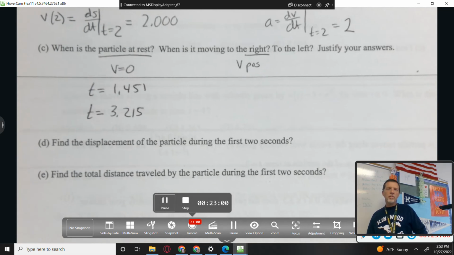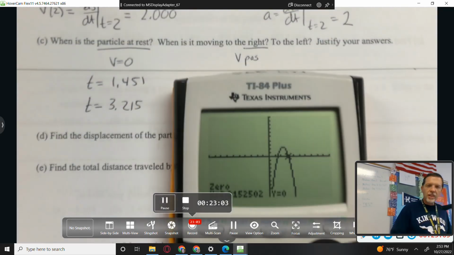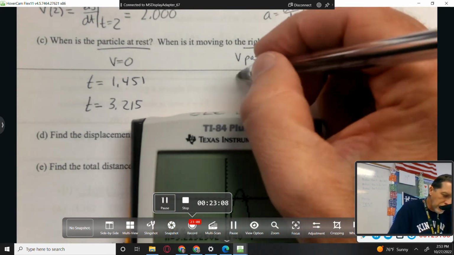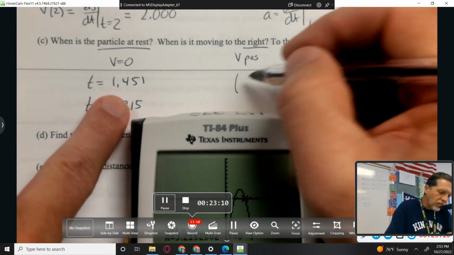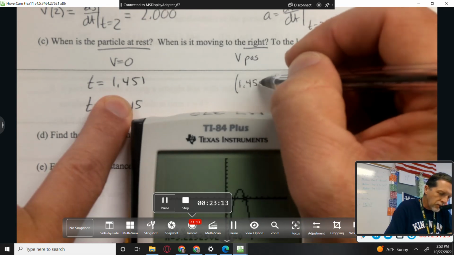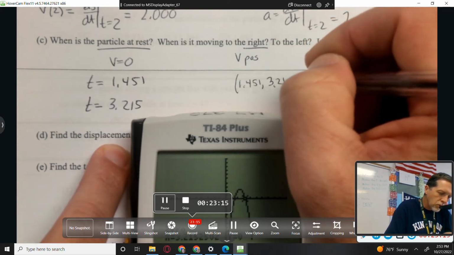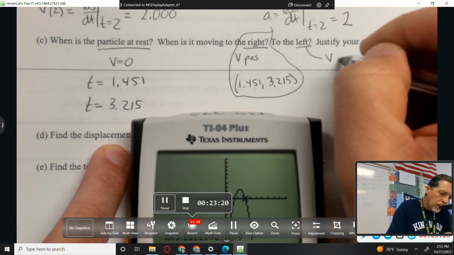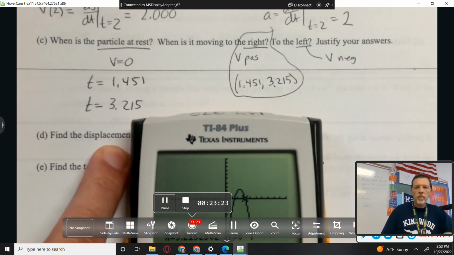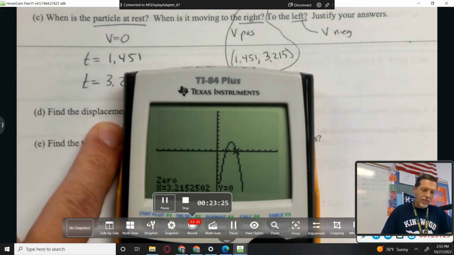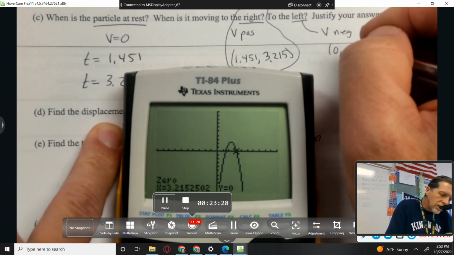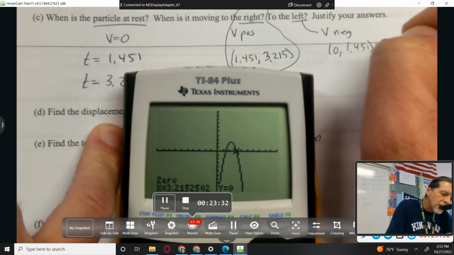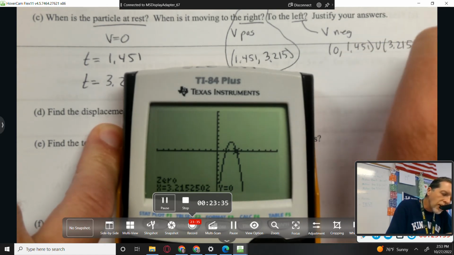It's moving to the right when v is positive. Well, I'm staring at a picture of velocity, so that would be from the first 0 to the second 0, 1.451 to 3.215. Moving to the left when v is negative, so that'd be, well, we start at 0, so 0 to 1.451 and 3.215 out to infinity.